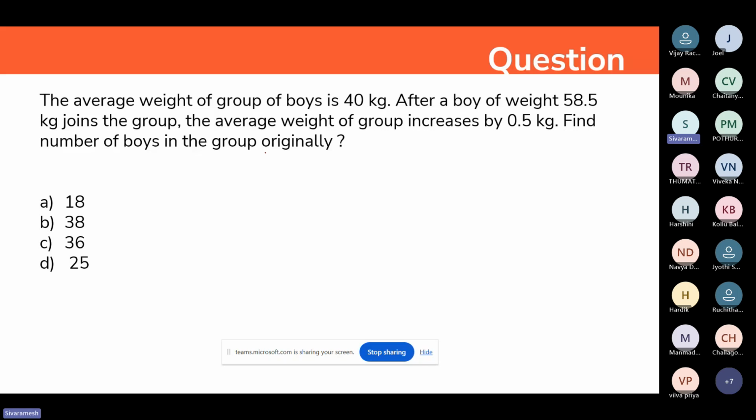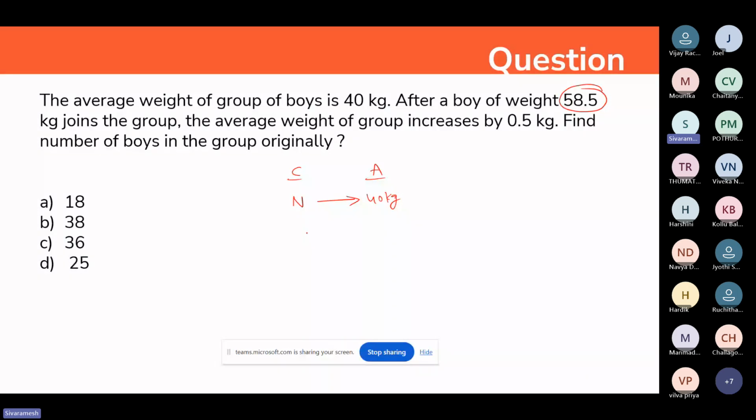Let's say average weight of group of boys is 40 kgs. So here we have count and average, again same thing. We don't know how many boys are there in the group, so I'm assuming it as n. So for n boys, average is 40 kgs. Okay, there is one boy, and that boy's weight is 58.5 kgs. He joins the group.